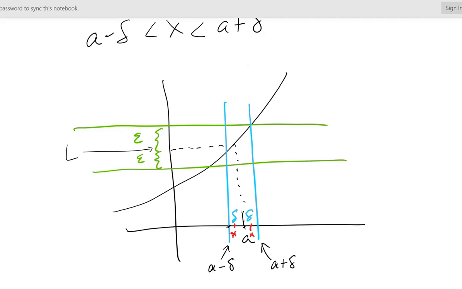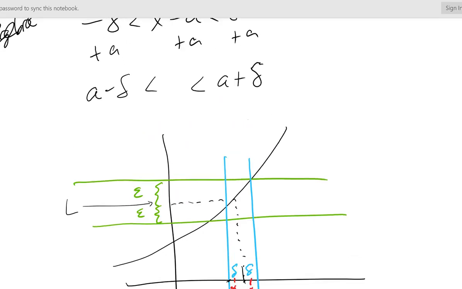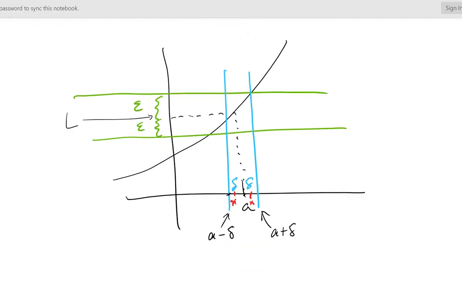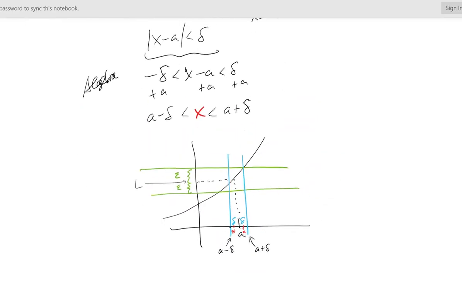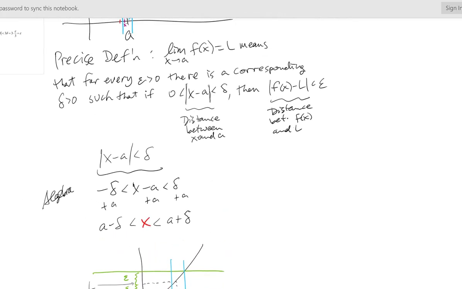So what this means is that x is between them, okay? So x is between them. All right, so what that means up here in the definition is that basically x is between a minus delta and a plus delta. That's what this expression means here, okay?